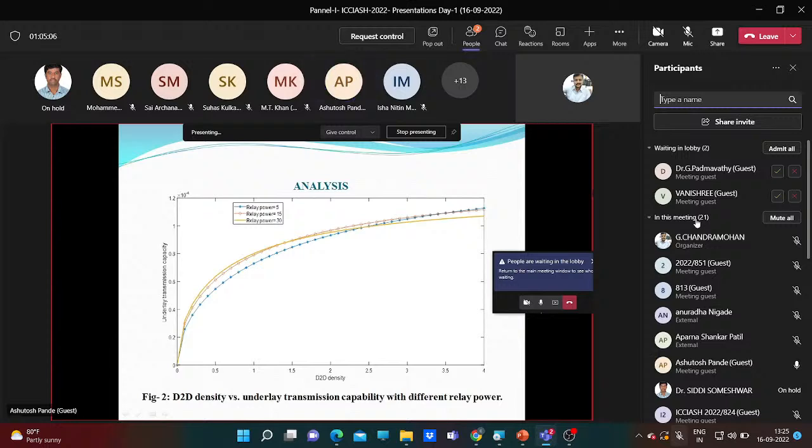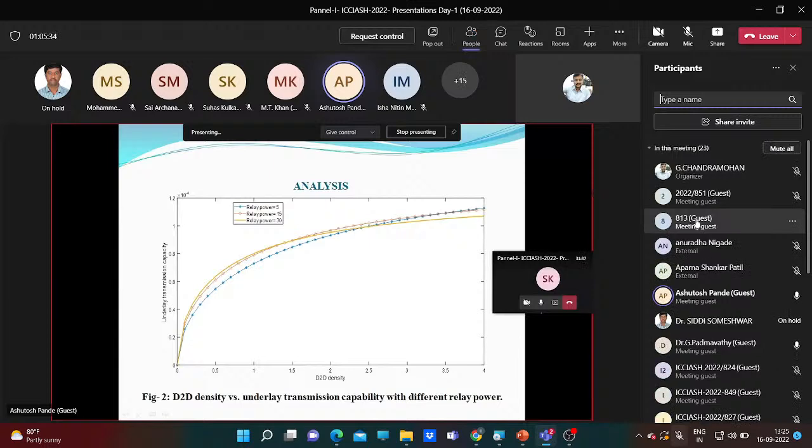Now see, this is figure number 2. In this figure, analysis has been done between device to device density versus underlay transmission capacity with different relay transmission power at maximum distance of 100 meters. It has been found that initially, as device to device density increases, underlay transmission capacity also increases for fixed value of relay transmission power. But at higher value of device to device density, lower relay power gives higher underlay transmission capacity.